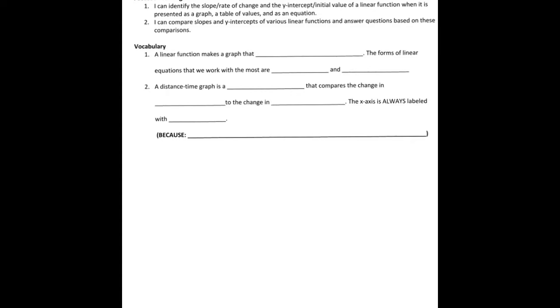So today's lesson is Unit 3, Functions, Lesson 5. We are comparing the properties of functions. So our learning goals today, when we are finished with this lesson, you should be able to identify the slope or the rate of change and the y-intercept or the initial value of a function, whether it is presented as a graph, a table of values, or an equation.